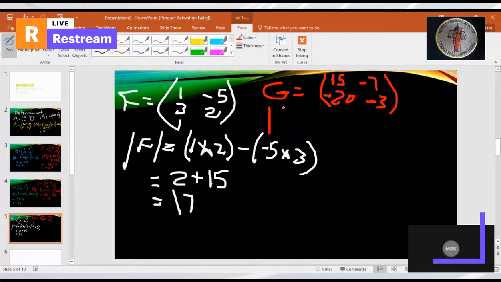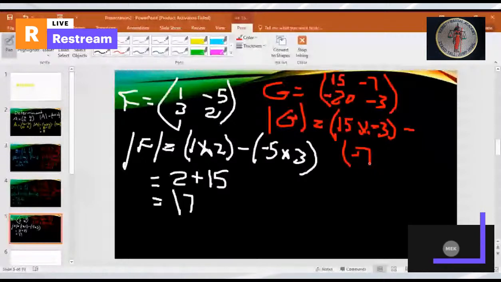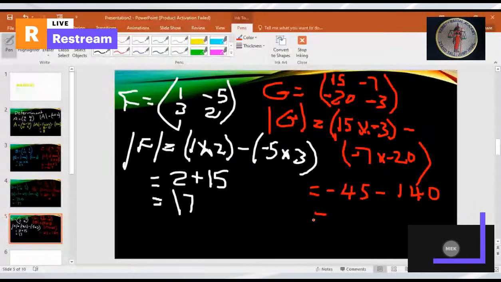15 times 3, -10 times -20. And that gives, so 15 times 3 is 45, and -7 times -20 is a positive 140. And remember, we still have a negative sign in front. So what we have now is -185. That will be the determinant.